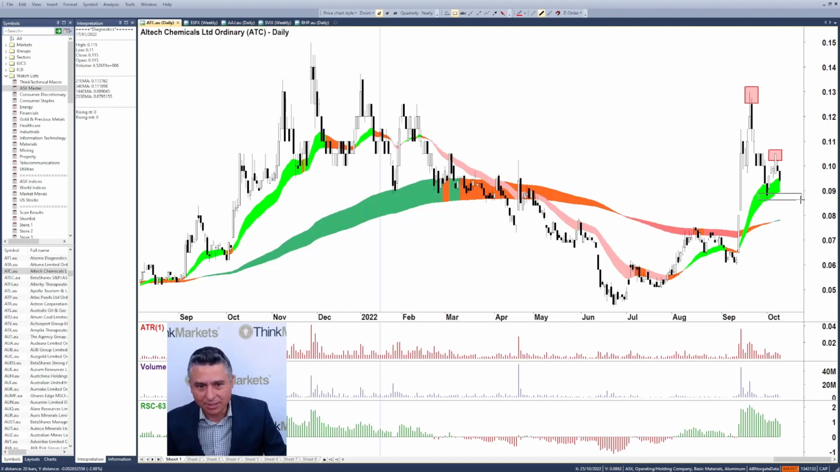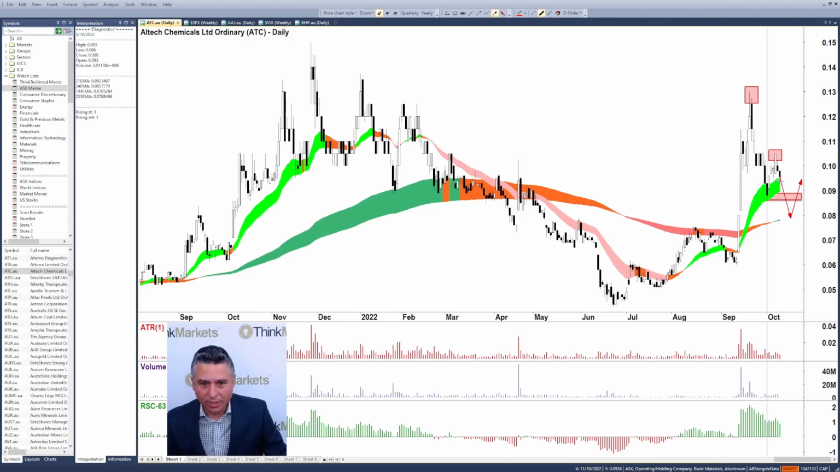And this is important here. So we need to stay above this level. And I'll just give you what that level is. So it's this level here, and it is that low there. I don't want to see it trade below 8.6, because if it trades below 8.6, I think the story's over for a while. It could be something like that.